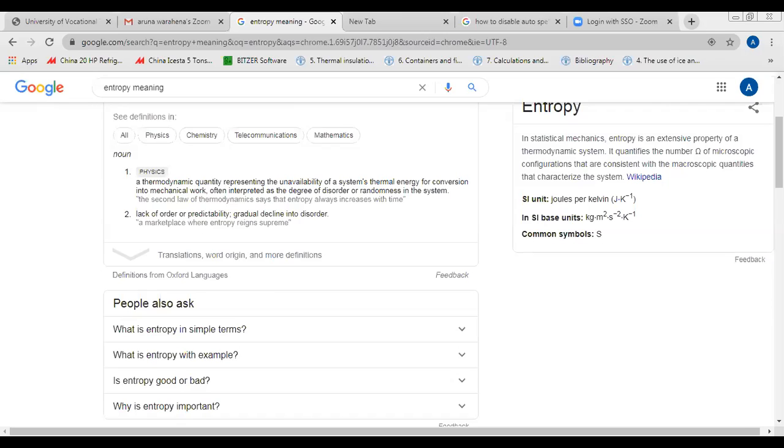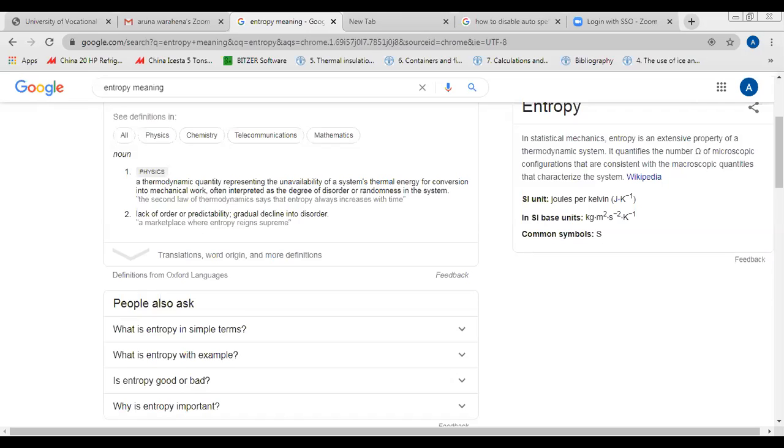It says the entropy always increases with time. So let me take this out for this moment. I need you to focus on this. This is one of the definitions you are focusing on. I'm going to save this and send it to you right now, so you can analyze this and see how well it matches.